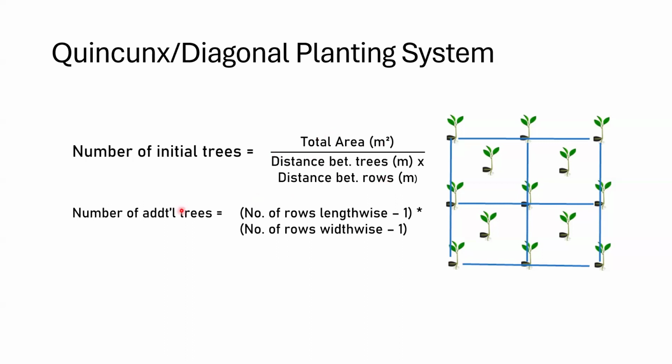Then for the number of additional trees, itong mga napagitna sa square, this one. Itong mga bilang ng mga nasa gitnang trees, ang ginagamit natin formula is this one. Number of additional trees equals number of rows lengthwise minus 1. Itong minus 1 is a constant term, so hindi siya nawawala. Multiplied by number of rows widthwise minus 1. Okay, remember those formulas.